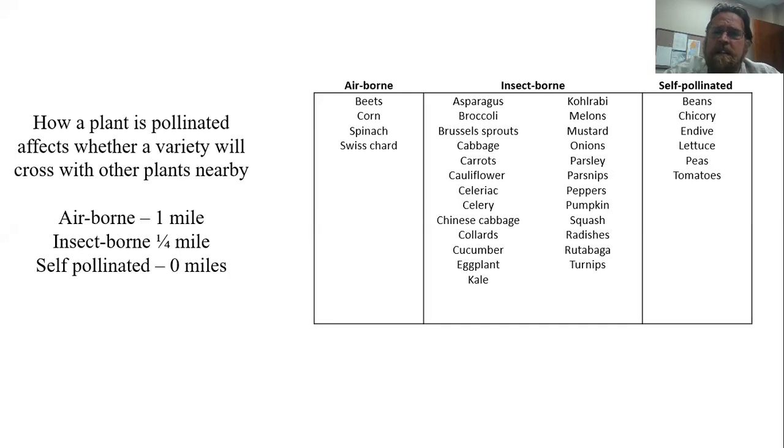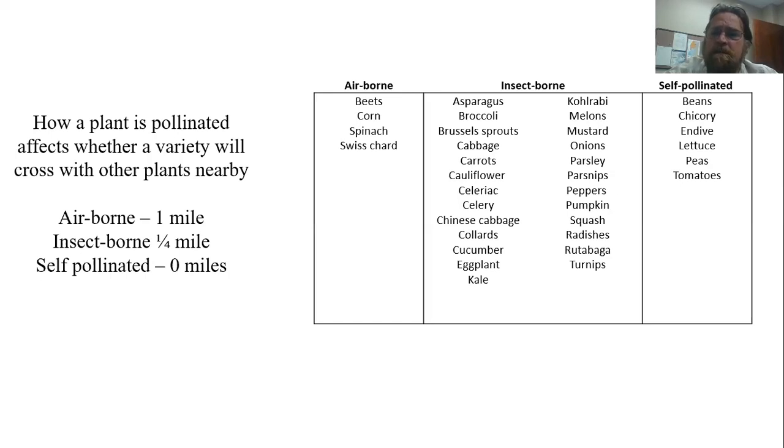In the case of insect-borne plants or insect-borne pollen, which is going to be a very large number of the plants that we work with. You can see on the chart there the fairly broad diversity of vegetable plants that have insect pollination. Those insects can move a pretty good distance between plants when they're out pollinating. And so we may get crossing with different varieties that are as much as a quarter of a mile apart.